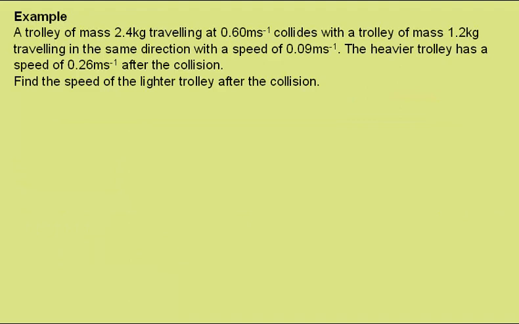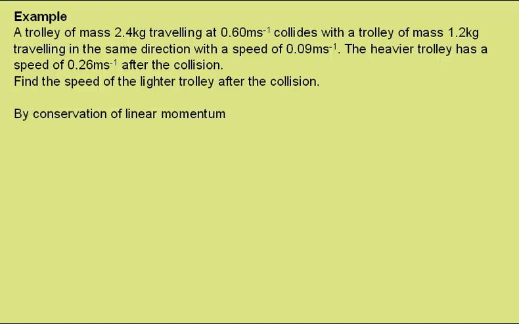A trolley of mass 2.4 kilograms travelling at 0.6 meters per second collides with a trolley of mass 1.2 kilograms travelling in the same direction with a speed of 0.09 meters per second. The heavier trolley has a speed of 0.26 meters per second after the collision. Find the speed of the lighter trolley after the collision.